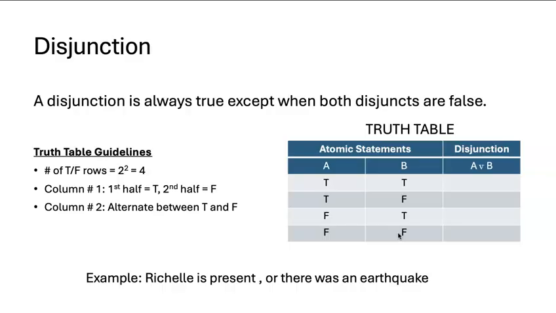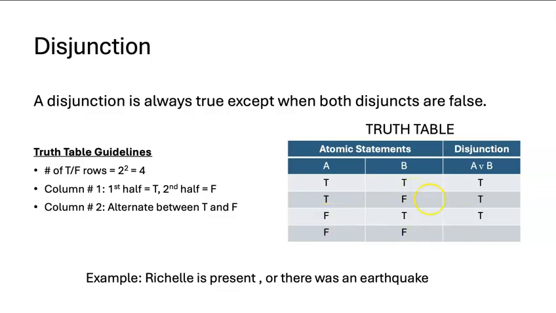This is an example of a disjunction. Rachel is present, or there was an earthquake. So A would be Rachel is present, B would be there was an earthquake. So we say a disjunction is always true except when both disjuncts are false. So it means that for the overall disjunct to be false, both A and B must be false. So in every other case, the disjunct would be true.